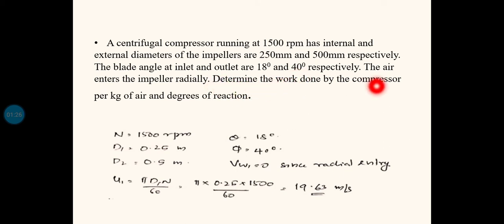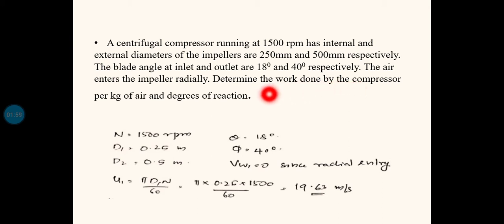The air enters the impeller radially. This sentence has a very important meaning. If the air enters radially, VW1 is equal to 0, and VF1 will be equal to VF2 if there are no other losses. Determine the work done by the compressor per kilogram of air and the degree of reaction. These are the two quantities that we have to identify. First is the work done by the compressor per kilogram. The difference between work done per second and work done per kilogram is that work done per second divided by the total mass flow rate gives the work done per kilogram.